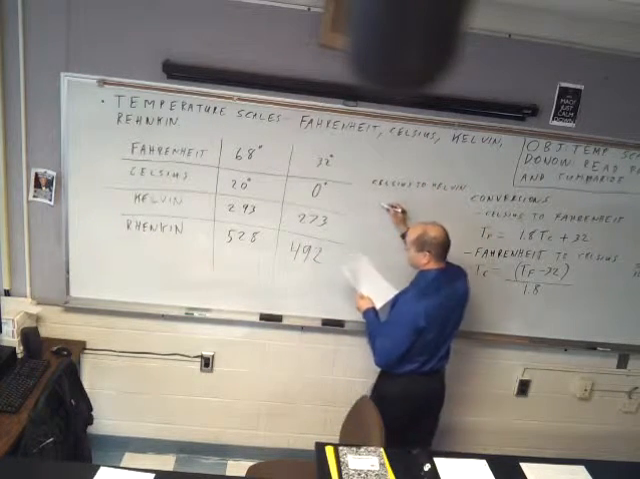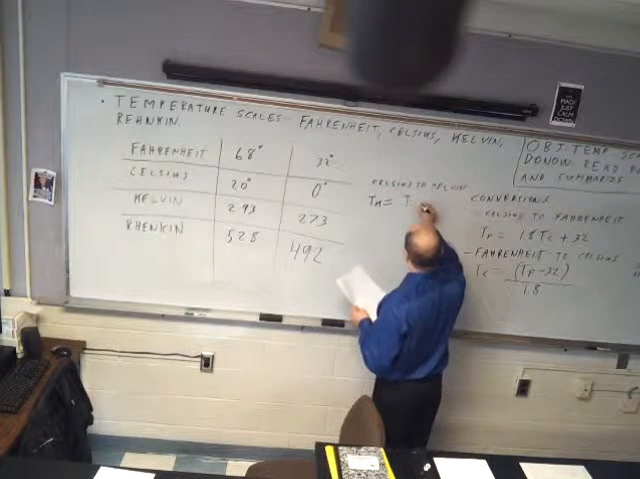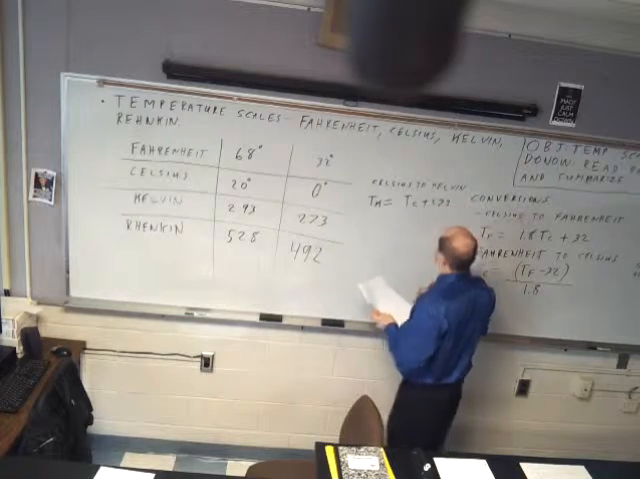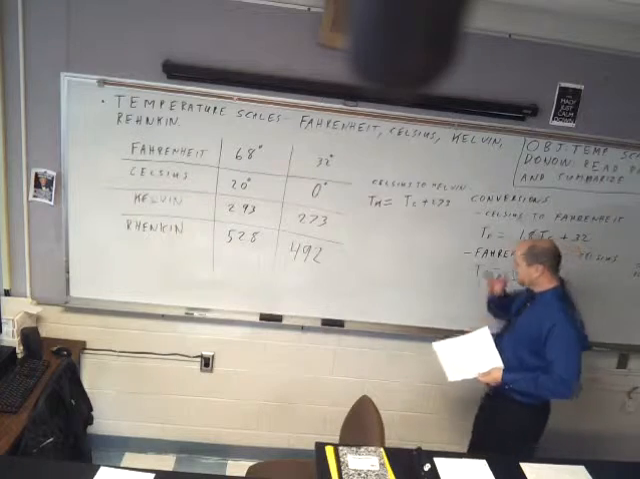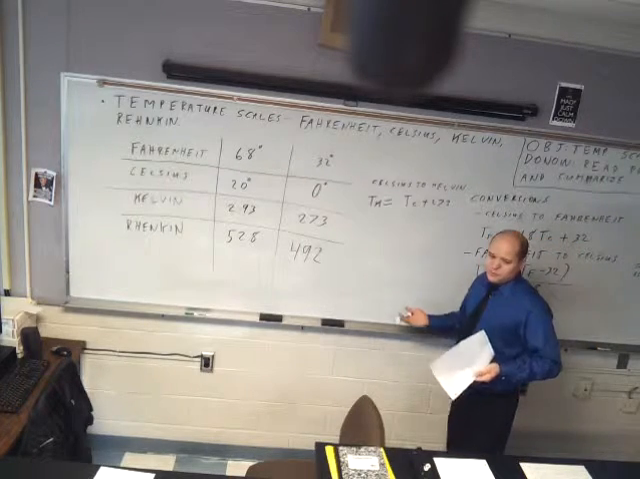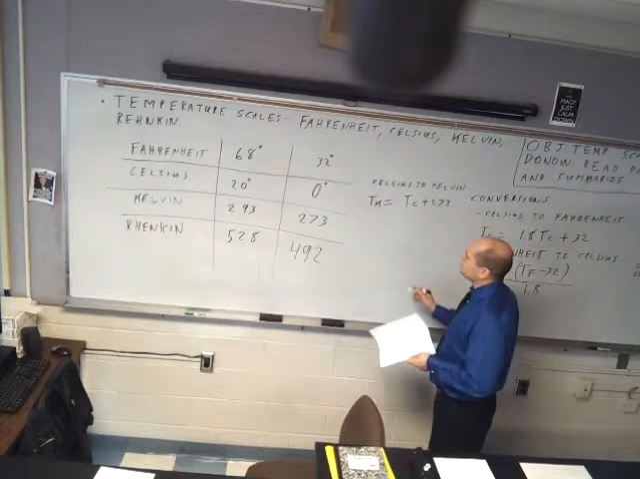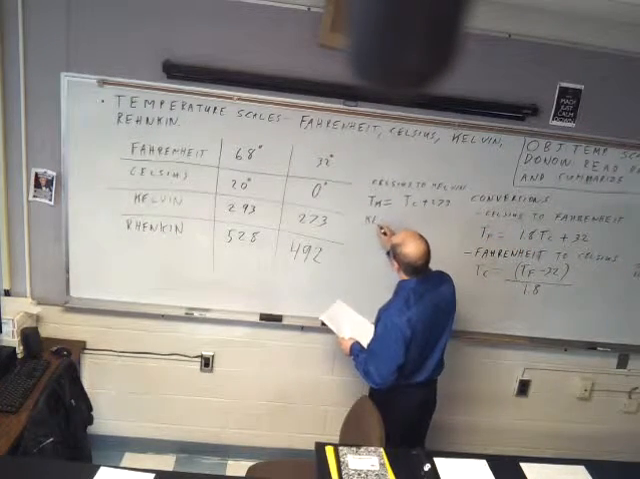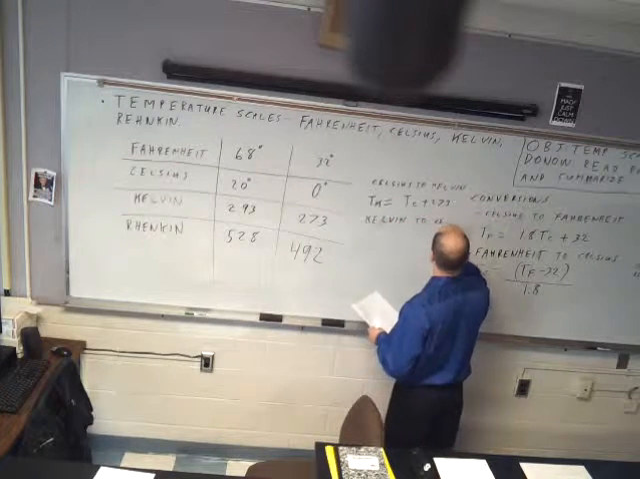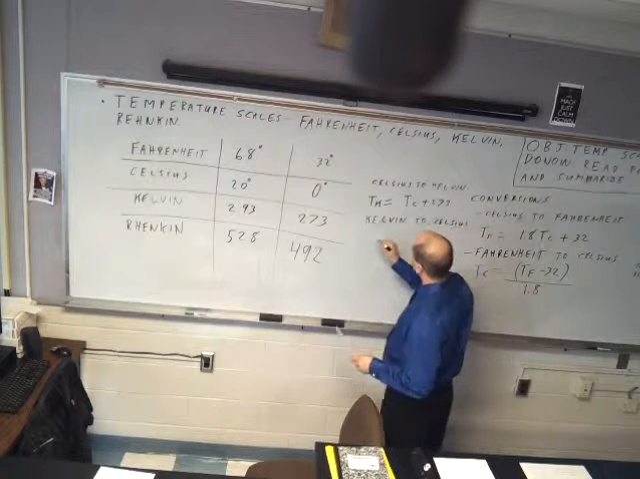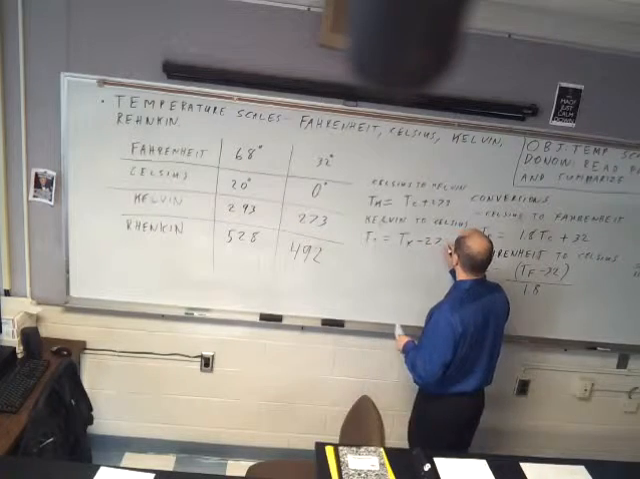For this one, it's just going to be temperature in Kelvin equal to temperature in Celsius plus 273. That's it. So whatever it is in Celsius, you just have to add 273. And then the reverse conversion, of course, is going to be really easy. To find Celsius from Kelvin, you're just going to subtract 273. So this will be Kelvin to Celsius. Going to be TC equals temperature in Kelvin minus 273.